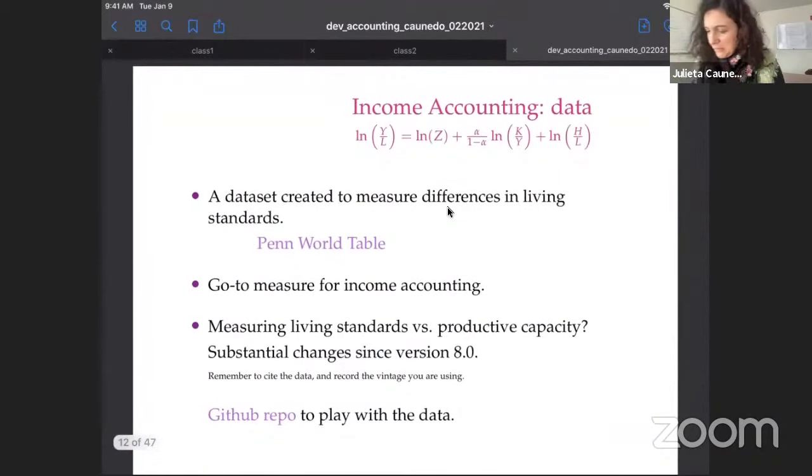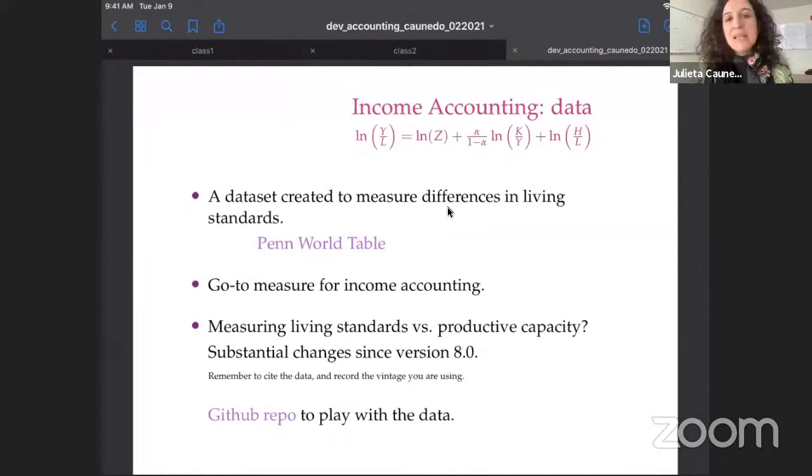Okay. The good news of living in 2021 and not in the second half of the 20th century is that a lot of work has been done to help us measure this object, okay? The good news for you guys, who are gonna be writing the next generation of research on this topic, is that not everything is done. So there's still questions. Okay, so as Richard mentioned last week, kind of the go-to measure for macro development is the Penn World Tables, okay? This was a data set that was created in the 60s to measure differences in living standards, okay?